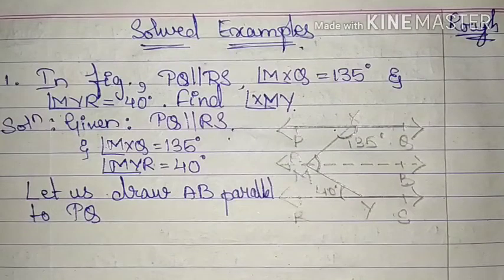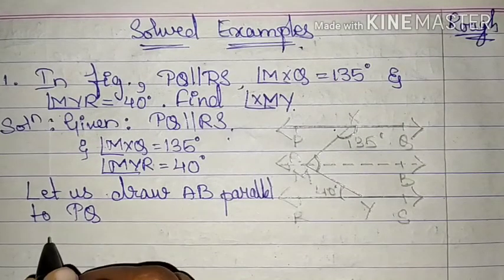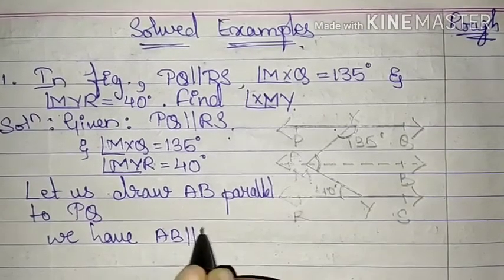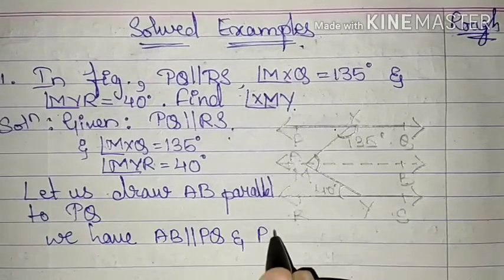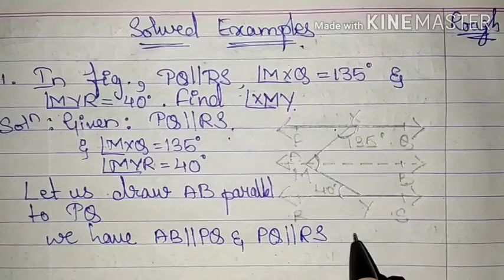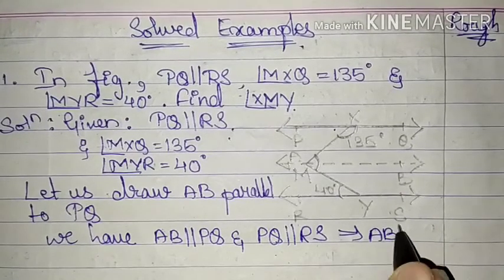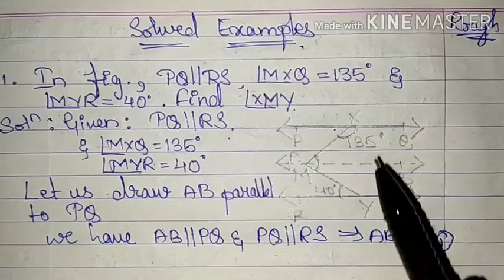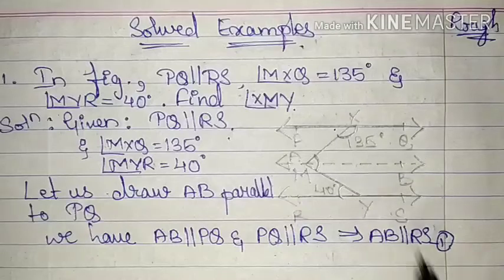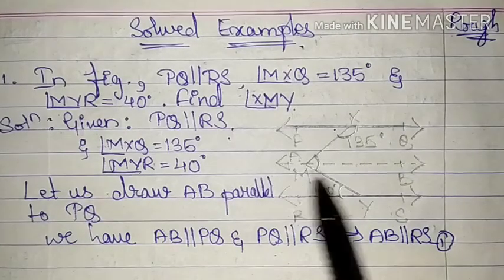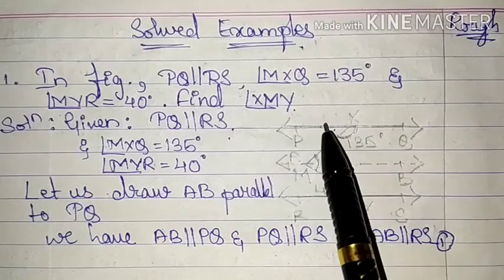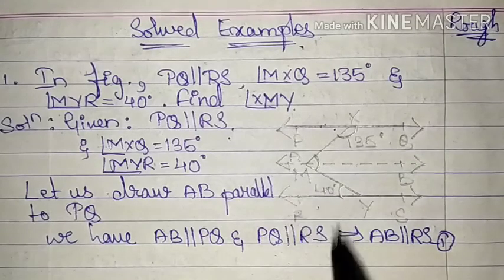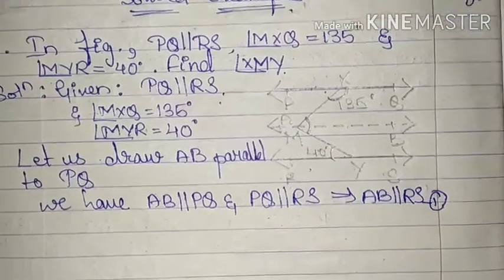And we have AB parallel to PQ and PQ parallel to RS. This implies AB is parallel to RS. This is our result 1. When the lines are parallel to the same lines, then they are parallel to one another. Since AB is parallel to PQ and PQ is parallel to RS, we can say that AB is parallel to RS. That we got from our theorem.